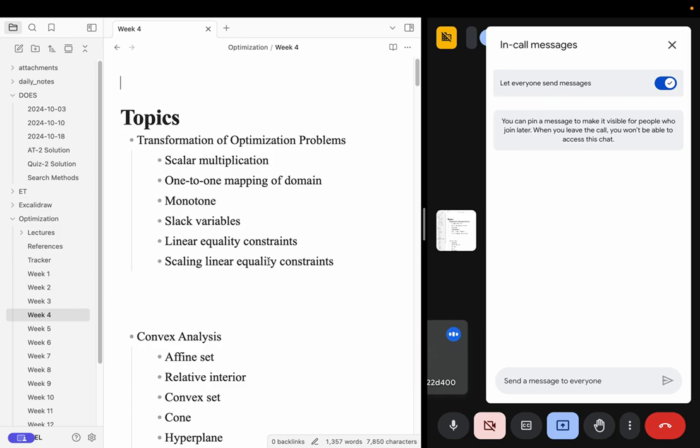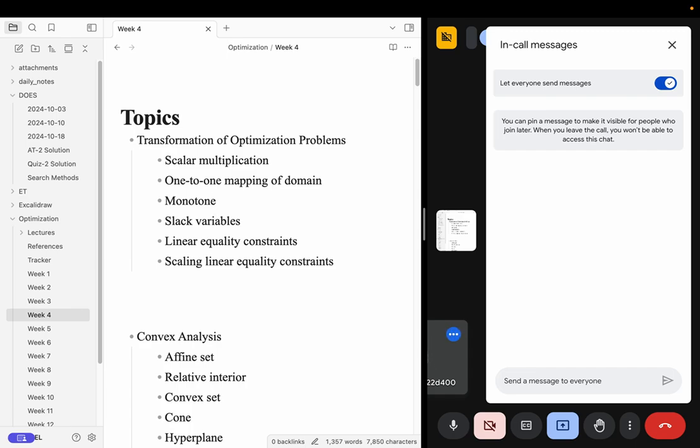So then we discussed different kinds of transformations. The same optimization problem, the same solution, can be reached by using a different set of ways. Scalar multiplication will not change anything. A one-to-one mapping of the domain does not change the feasible domain, but the objective function may change. A monotone transformation is where you take a function that is continuously increasing or decreasing, and use that function to transform your objective and constraint variables.